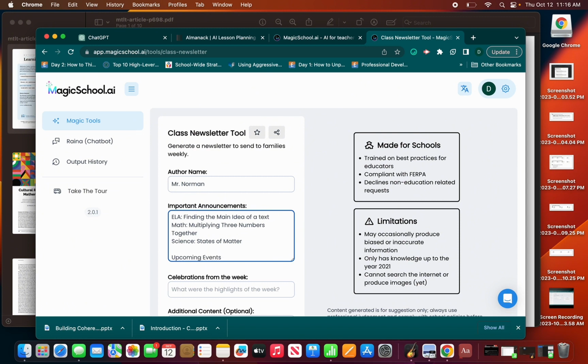So next, I want the newsletter to talk about some upcoming events. We have our first set of state testing coming up next week, so I put that in there. For Halloween, we do something called Vocabulary Day. I want that put in there. And then just a heads up, in November, we'll start our canned food drive, just to give them a fair warning about that.